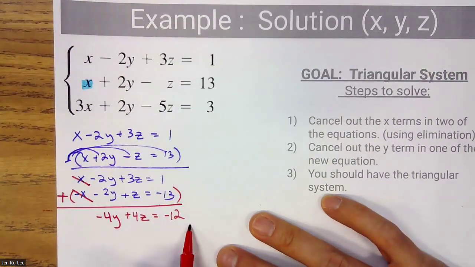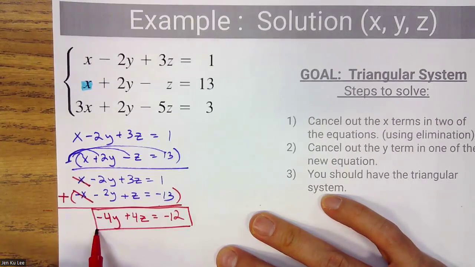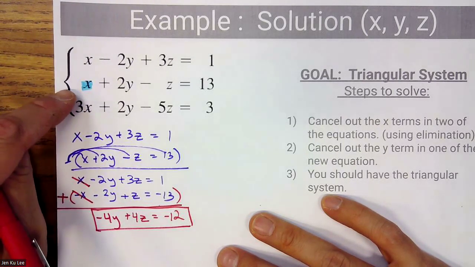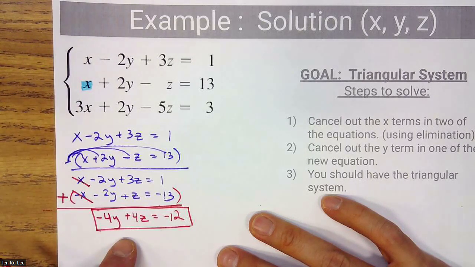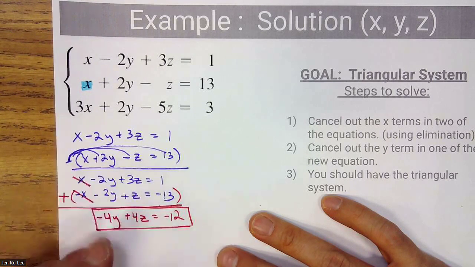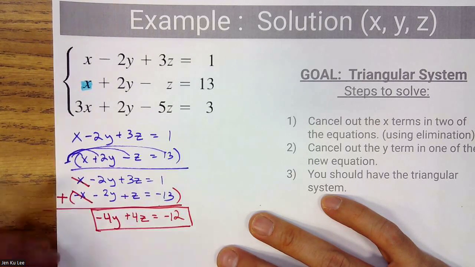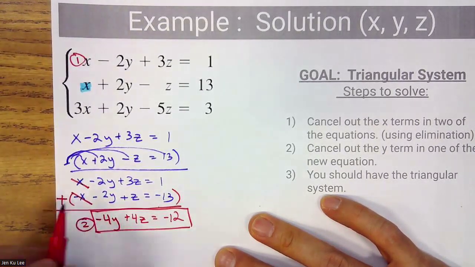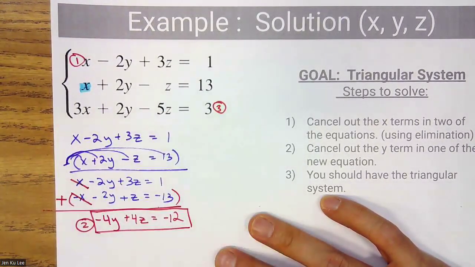Okay, and notice that my new second equation does not have an x value, right? That's what we want. We want to cancel out that x. So my first objective, I completed. So my new system, if you wanted to write out each and every little step, would be: this would be my first equation, this would be my second equation, and this would be my third equation. That would be your new system.